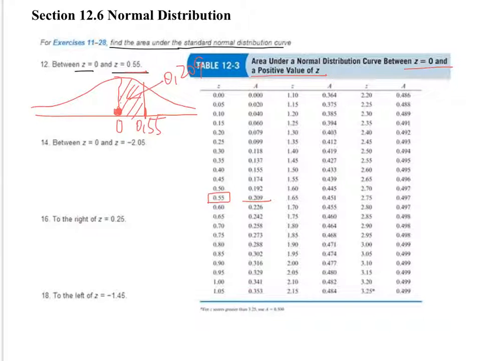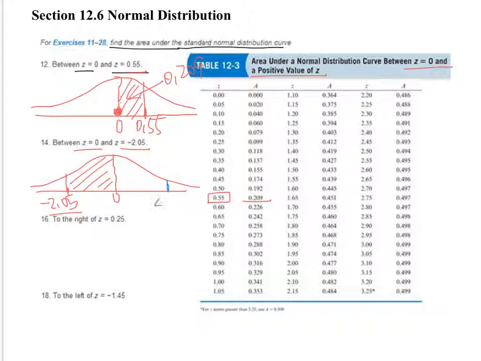And the next one, between 0 and a negative 2.05 as a z-score. So we are going to draw a normal curve, and again, in the middle, that's the mean. The negative 2.05 is going to be to the left of the mean as a negative z-score. We're looking for the area between these two z-scores. Now notice in the normal distribution table, there's no negative value. So we're going to make use of the symmetry property of our normal curve.